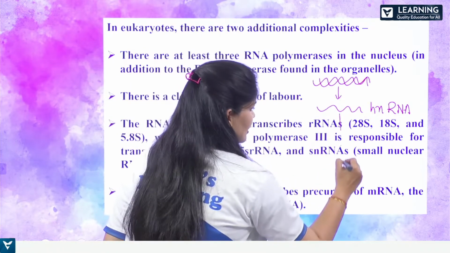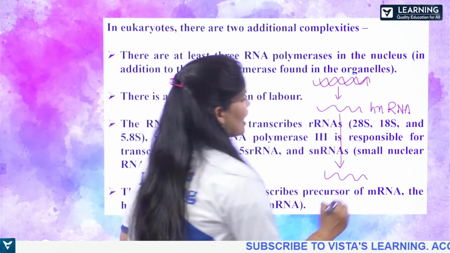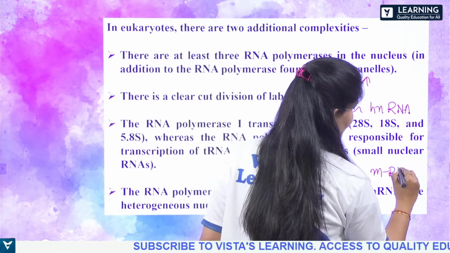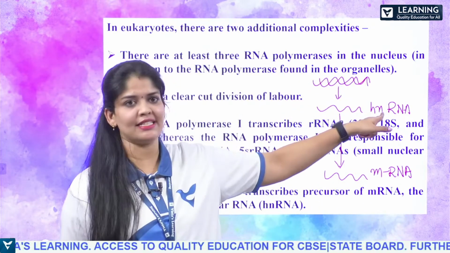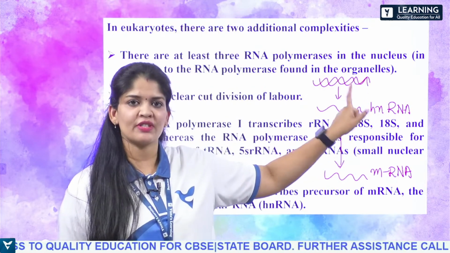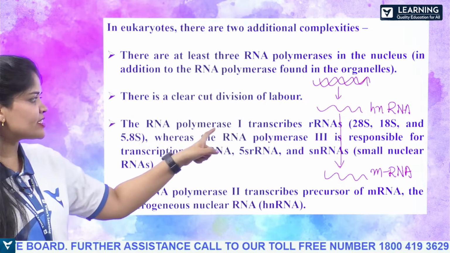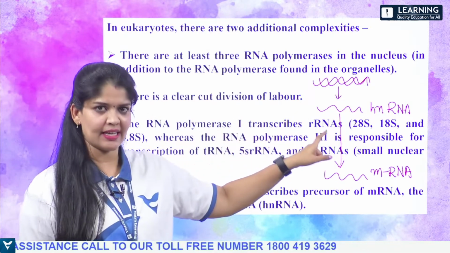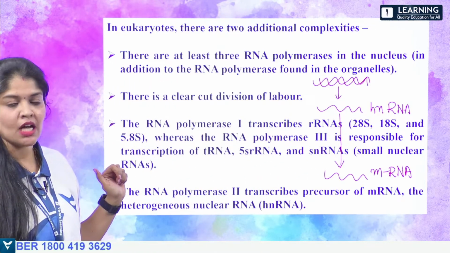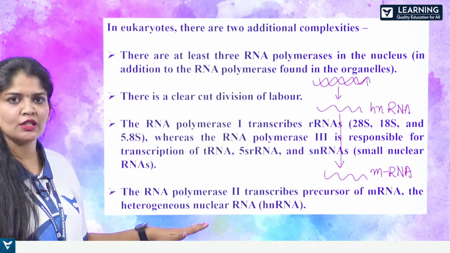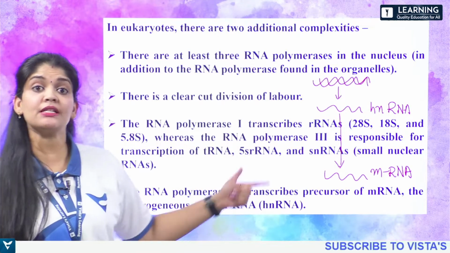From this, it further undergoes processing to produce a mature mRNA, the processed RNA. The form that comes before mRNA is hnRNA, and this hnRNA is transcribed by means of RNA polymerase 2. So out of 3, the first one is used to transcribe rRNAs of subunits 28, 18, 5.8. And the second, RNA polymerase 2, is going to produce hnRNA, which is a precursor of mRNA.